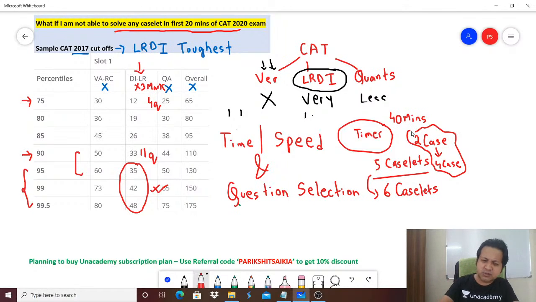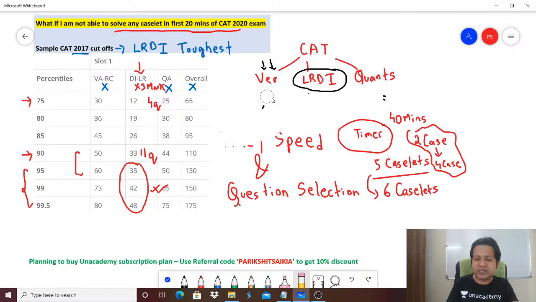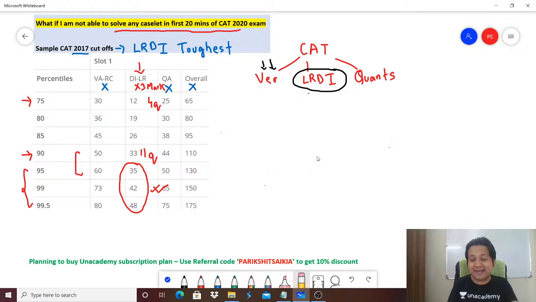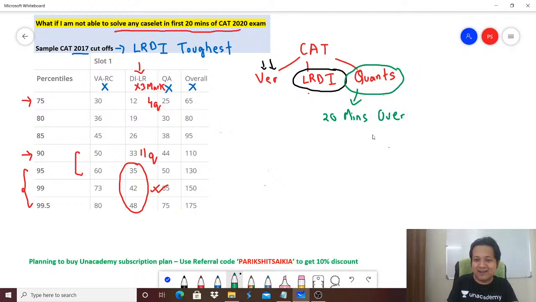The next thing I was about to tell you is what happens if the scenario occurs in Quants. I was telling you in LRDI it is very much likely that this scenario will occur. Quants obviously does not have any caselets, but there are individual questions most of the time. There can be a scenario where the first 20 minutes are over in Quants, and probably you got only one correct. It's perfectly fine. Unlike LRDI, Quants is easy to make a comeback. You still have 20 minutes left.